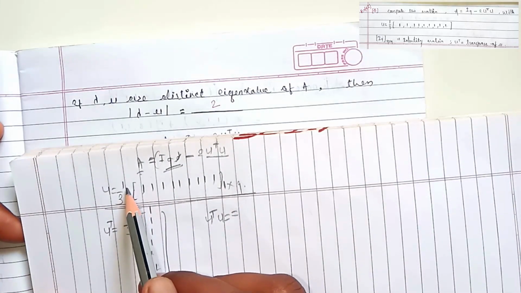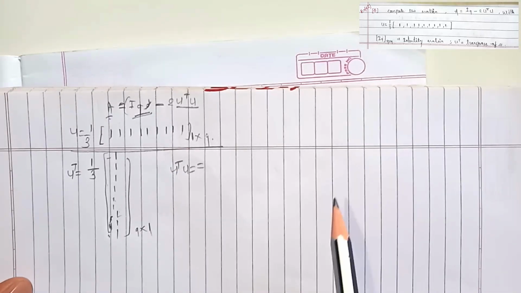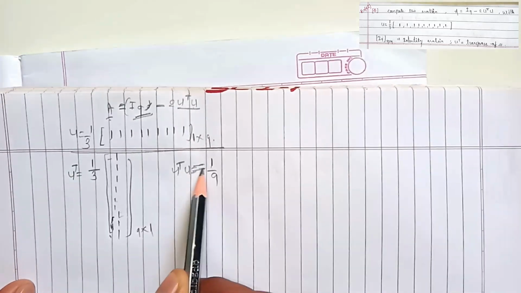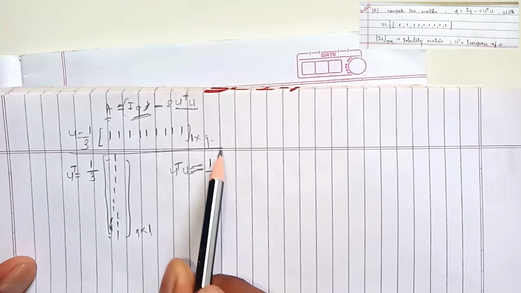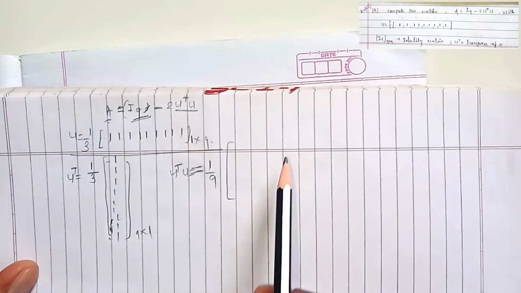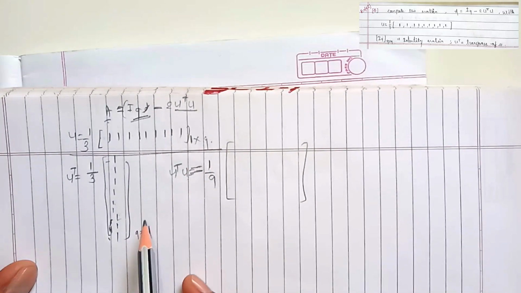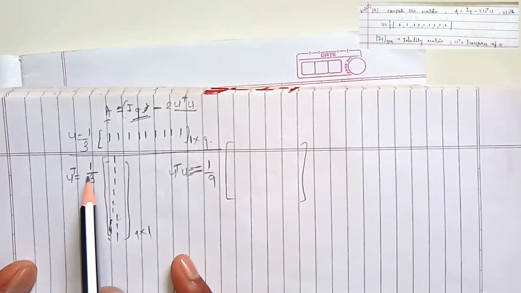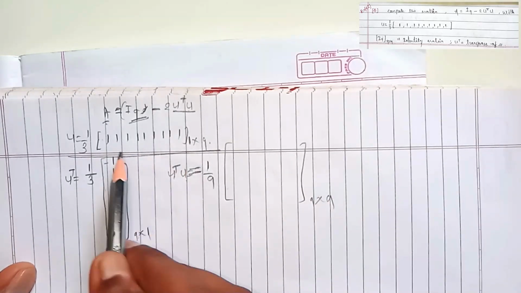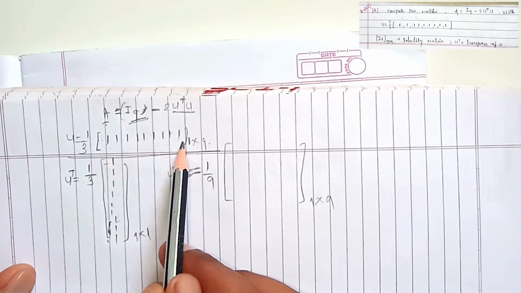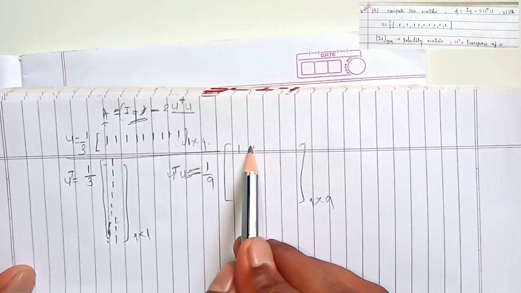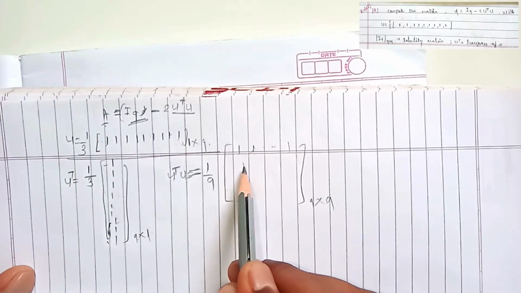It is the multiplication of 1 by 3 into 1 by 3, which is 1 by 9. So U transpose into U is 9 by 1 into 1 by 9, and we will get a 9 by 9 matrix. If you multiply these two matrices, one a row vector and the other a column vector, you will get a matrix with every entry 1, multiplied by 1 by 9.